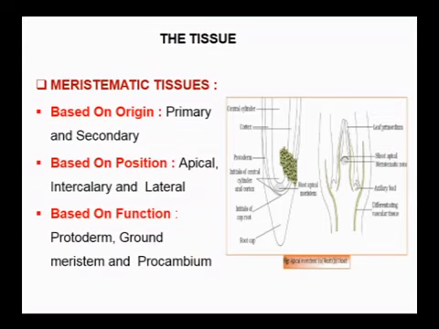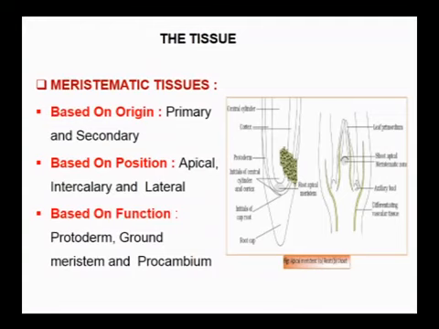Let us begin with the meristematic tissue. They are classified based on the origin, based on the position, based on the function and based on the plane of division. Based on the origin, there are two meristematic tissues, primary and secondary. The primary meristematic tissue is located right from the birth of the plant, and it remains embryonic till the death of the plant. So, the growing regions of the plant always have primary meristems, usually at the root and shoot apex and at the nodal regions.